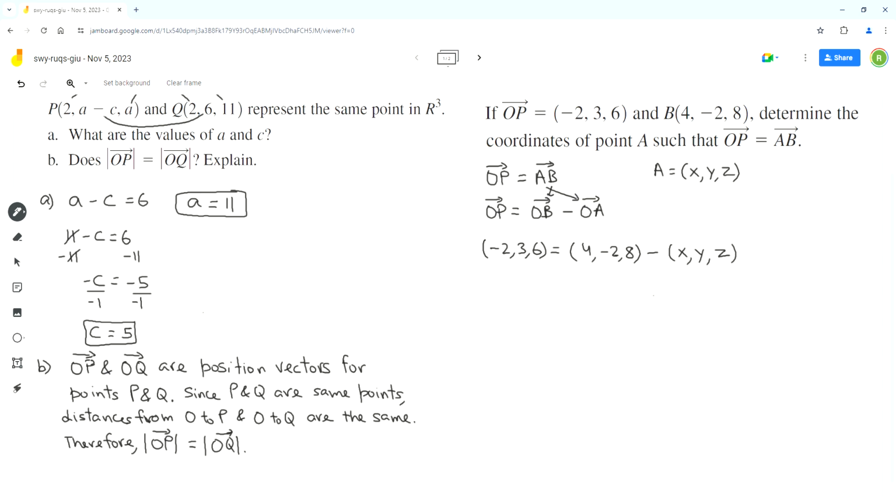So first we can subtract the vectors on the right side. To subtract vectors, we have to subtract their x, y, and z components. So for x components, we should do 4 minus x, then negative 2 minus y, and then 8 minus z.